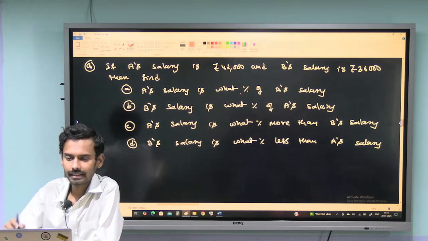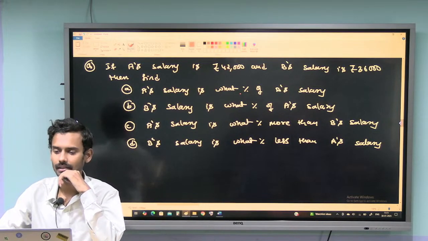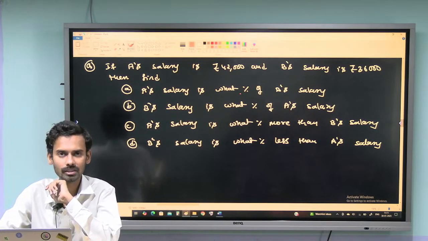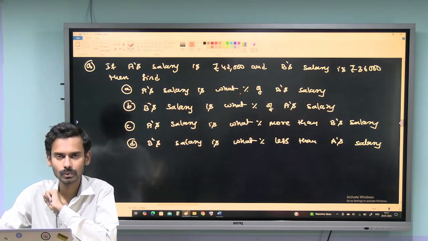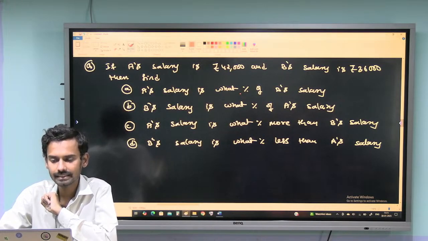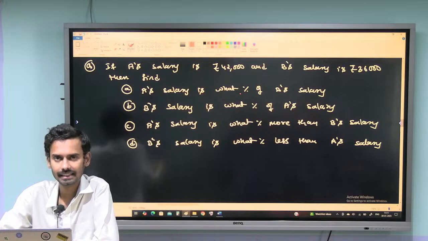The question is saying, if A's salary is 42,000 and B's salary is 36,000, then find. There are 4 sub questions here. A's salary is what percent of B's salary is the first sub question. B's salary is what percent of A's salary is the second sub question. Third sub question is A's salary is what percent more than B's salary, and sub question D will be B's salary is what percent less than A's salary.